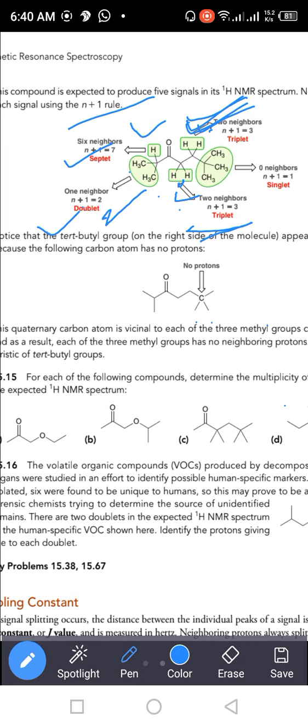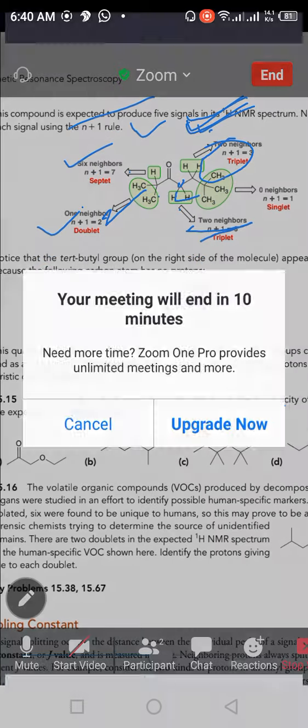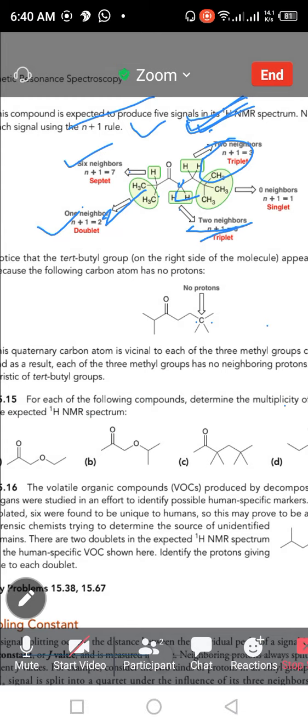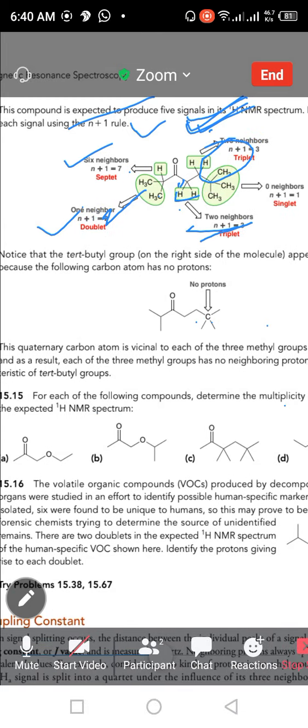Now focus on these protons. Count the total number of protons. There are 9 protons. And then look at the neighbors. The neighbors have no protons. There are no protons in the neighbors. So the n plus 1 rule says there must be a singlet. So these 9 protons have a singlet peak.